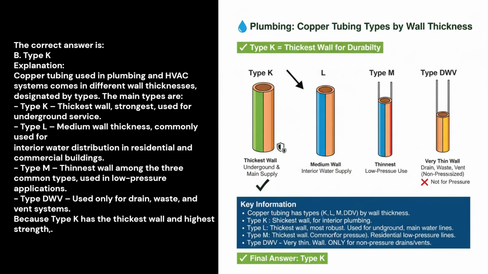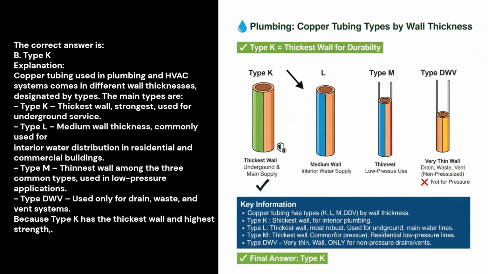Type K. Explanation. Copper tubing used in plumbing and HVAC systems comes in different wall thicknesses, designated by types. The main types are Type K, thickest wall, strongest, used for underground service, high-pressure applications, and main water services. Type L, medium wall thickness, commonly used for interior water distribution in residential and commercial buildings.